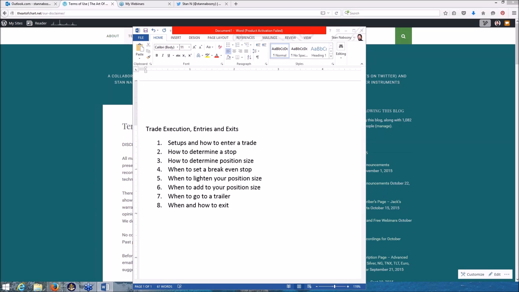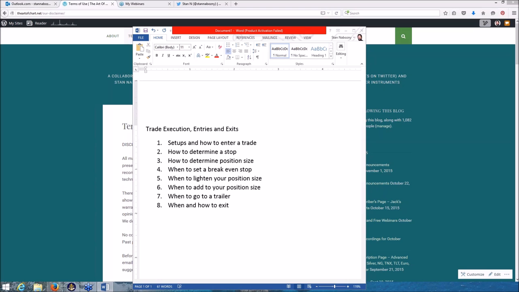I think that's key. How do you set a stop? How do you determine position size? That's pretty easy stuff. A lot of you probably know that. I'll touch on that briefly. But then I want to get to, okay, so you're in the trade now. So when do you go to even stop on the trade? When do you lighten your position size? When do you add to your position size? When do you go to a trailer size? Where in the trade is it mature enough where you say to yourself, hey, I should be small here? And how do you recognize when to do that? And then when and how do you actually exit?